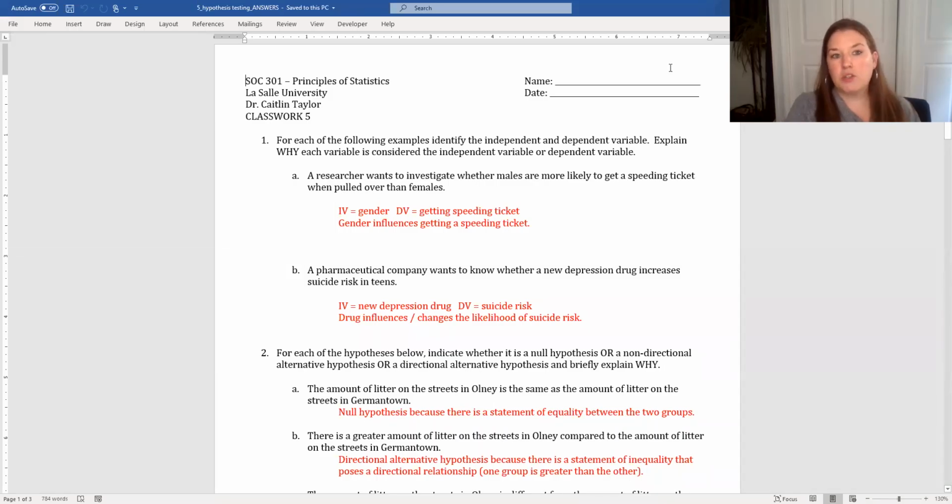Hello, folks. So I want to talk through the answers for classwork number 5 on research hypotheses. This first question is asking you to do a little practice with identifying the independent and dependent variables.